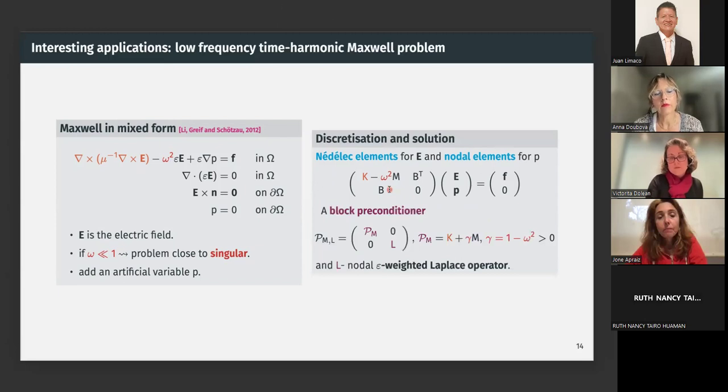So what we usually do is use what is called a block preconditioner. In order to precondition this, you use the positive counterpart of it. You just make it positive by adding to K some gamma times the mass matrix.